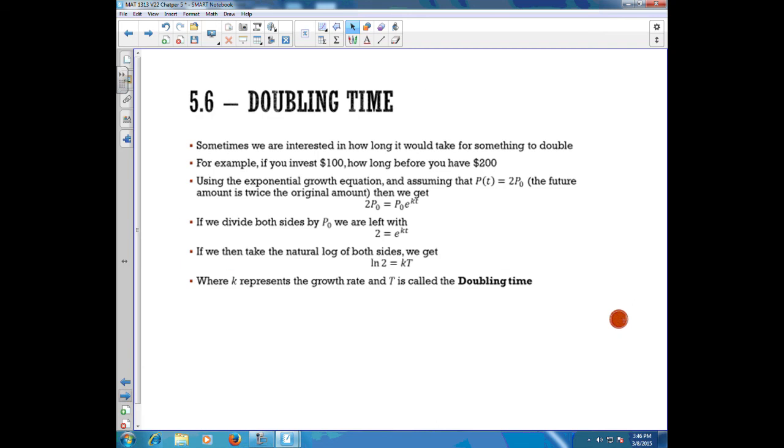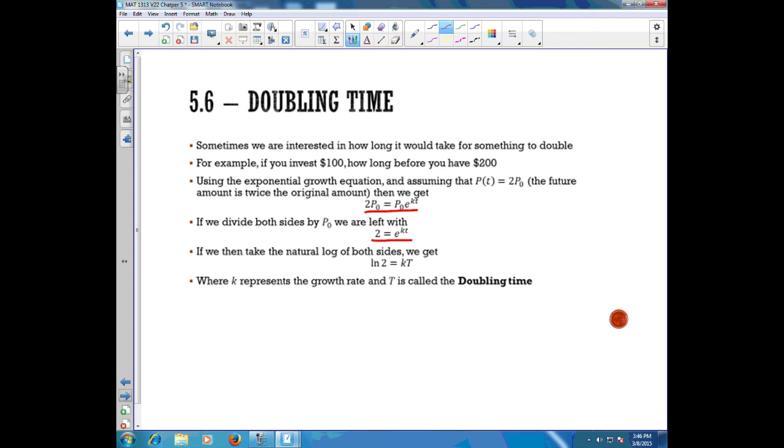So, in some cases, we're interested in knowing how long it takes for something to double. Right? So if you invest $100, how long is it before you have $200? You invest $1,000, how long is it before you have $2,000? It's a good thing to know how long it's going to take for your money to double. So if we use that exponential growth equation, and we say that the future value is 2 times the initial amount, then what we get is that equation you see here in the middle. If we then divide both sides by the initial amount, we're left with 2 equals e to the k times t.